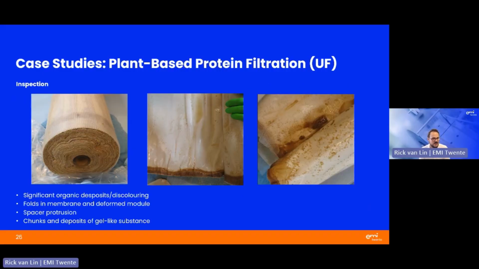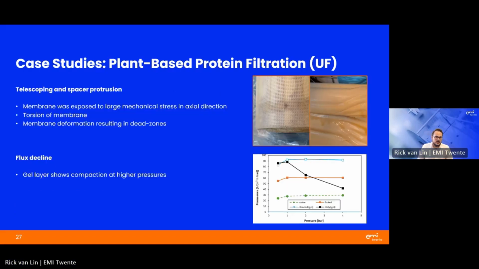And well, very clearly there was quite a large mechanical strain on this membrane. So you can see already that there's sort of a flower pattern on the membrane. The entire membrane was just deformed. So there were significant organic deposits and some discoloring on this module. Folds in the membrane, spacer protrusion, and there were these chunks and deposits of a gel-like substance.